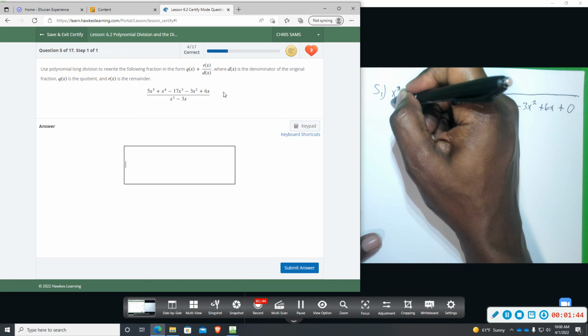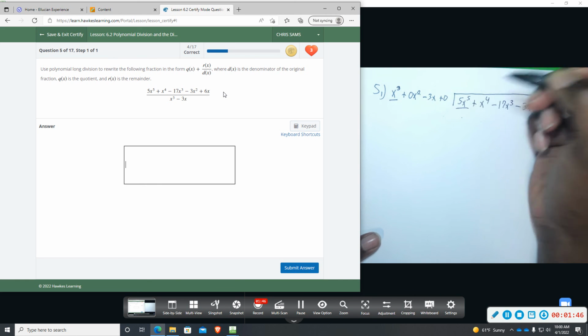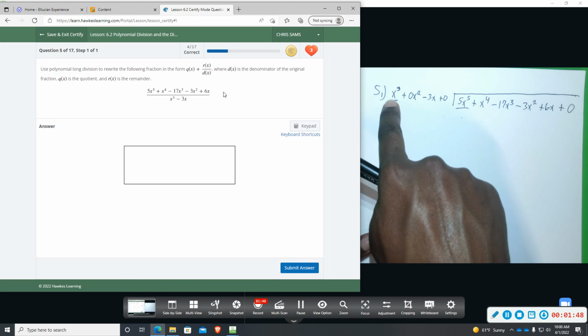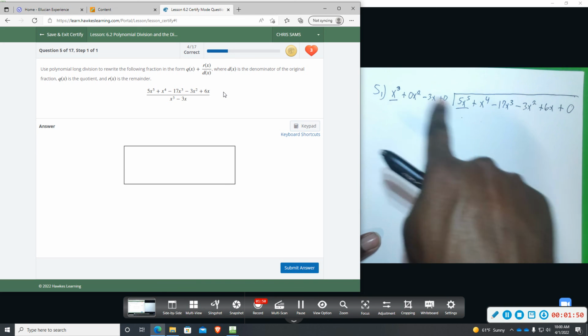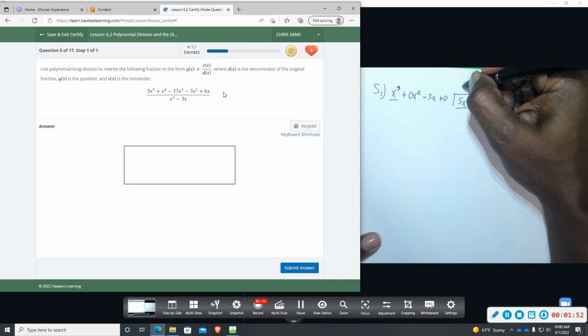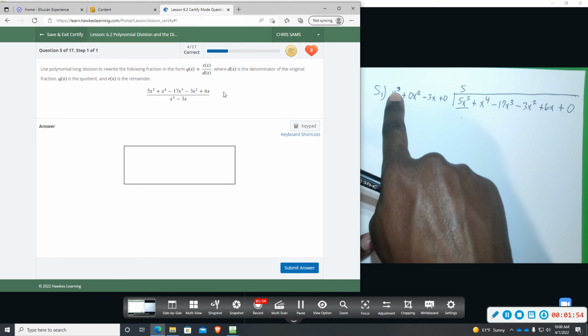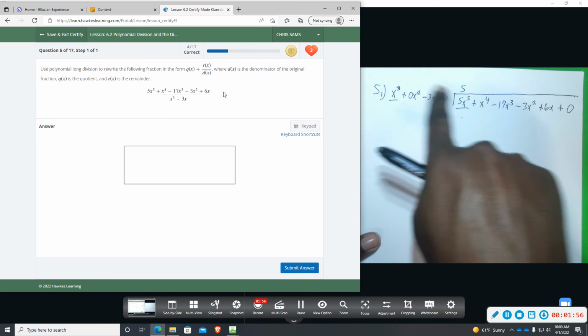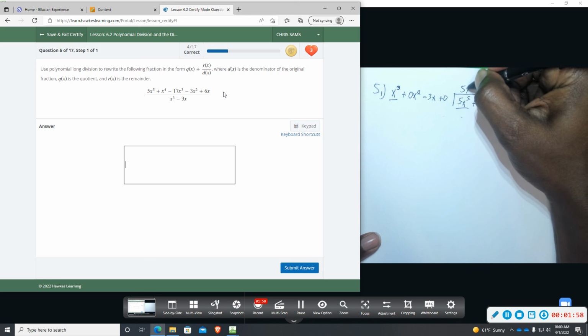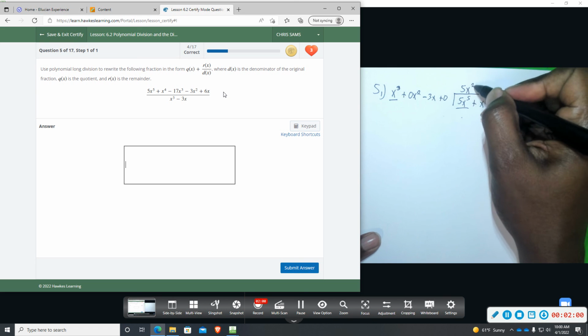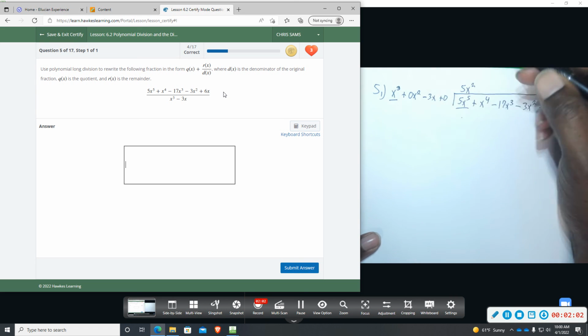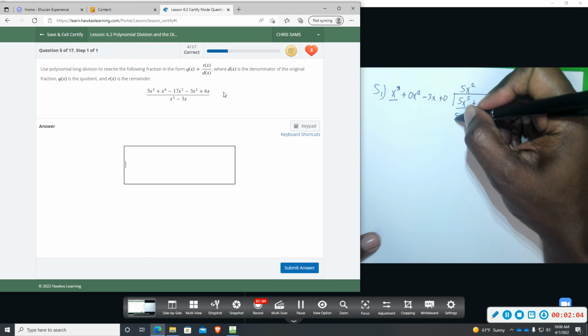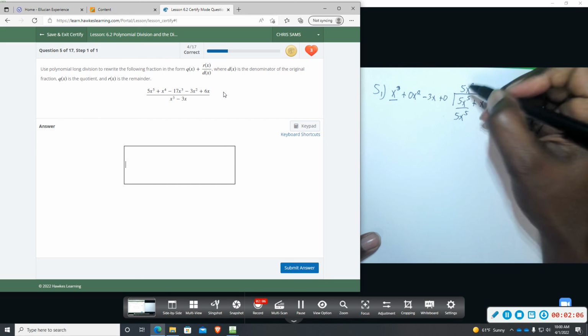All right, and then we start our process. Focus on the first term only. This is a 1 out front. I need a 5. 1 times 5, so I need to multiply by 5. I have 3 x's. I need 5, so I need 2 more. So we're going to multiply 5x squared by x to the 3rd. So it'll give us 5x to the 5th.